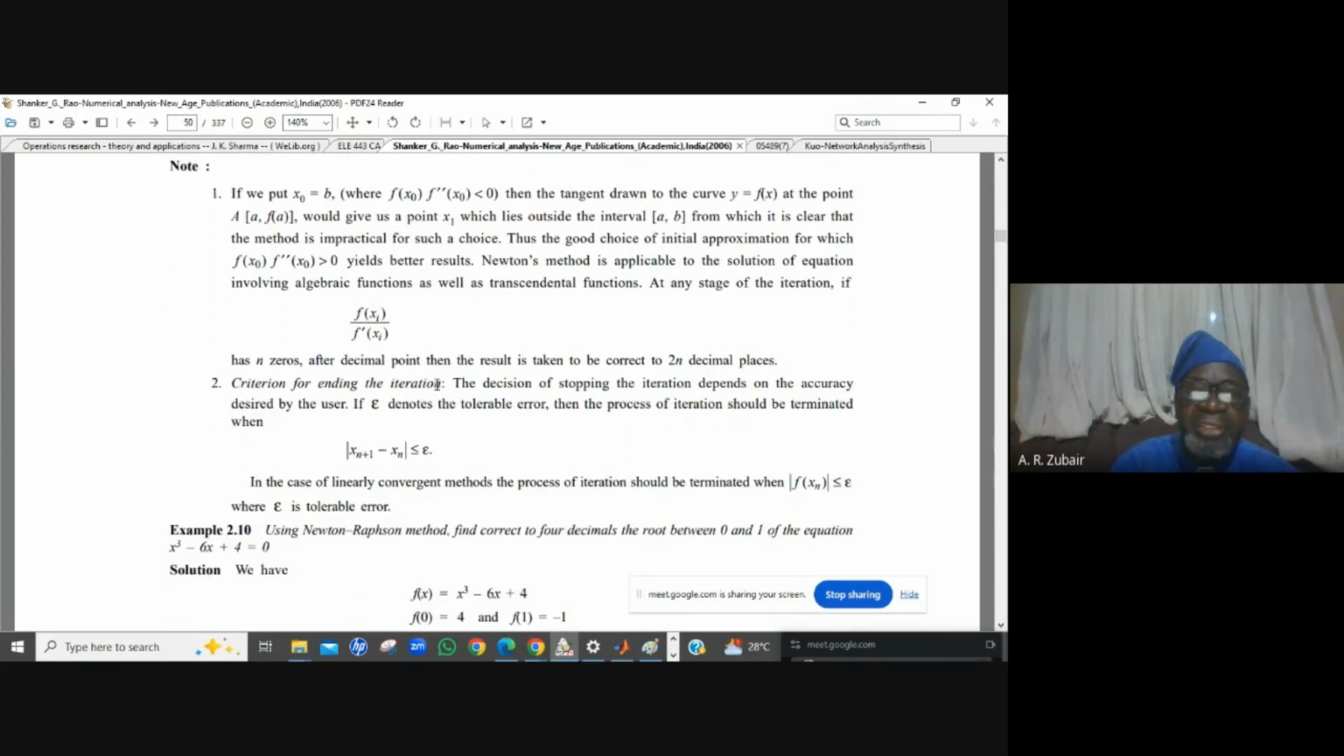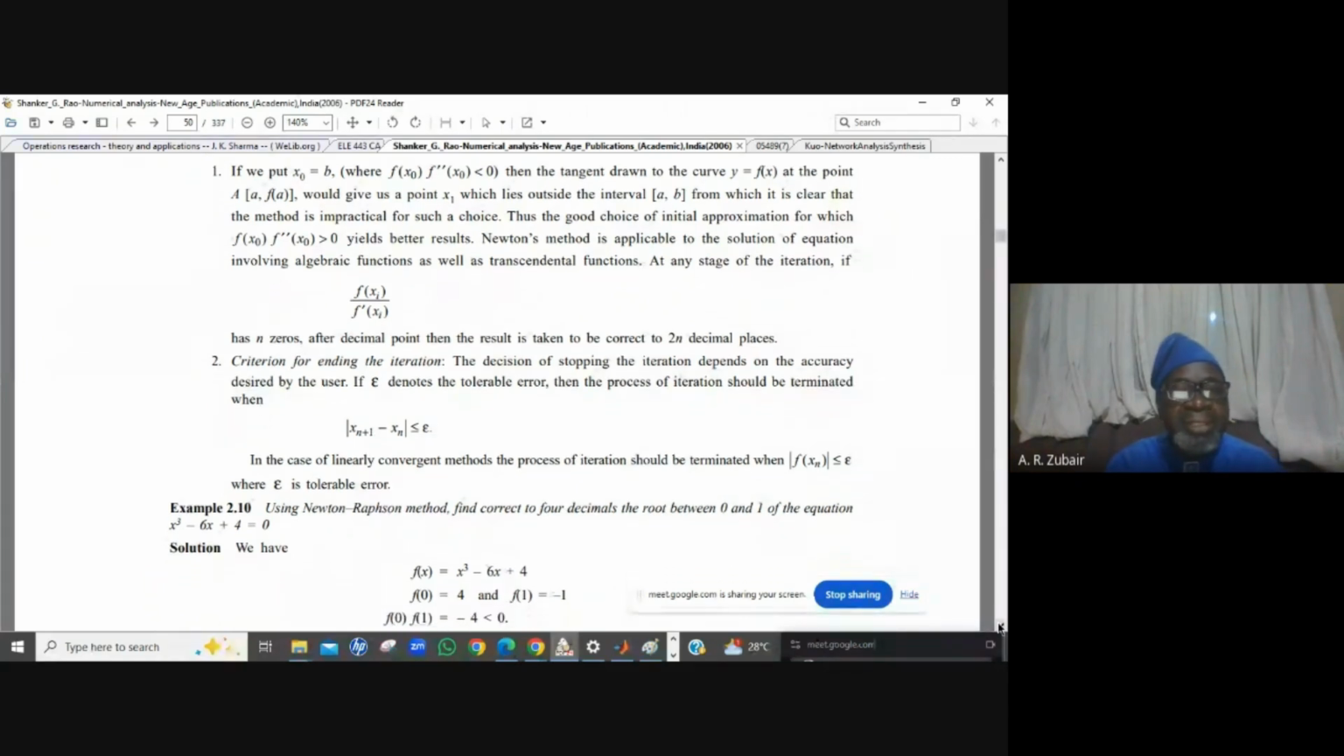Criterion for ending the iteration. The decision of stopping the iteration depends on the accuracy desired by the user. If epsilon denotes the tolerable error, then the process of iteration should be terminated when the absolute value of Xn plus 1 minus Xn is less than or equal to epsilon. Xn is the previous result, the result of the previous iteration. Xn plus 1 is the result of the current iteration. So if the difference is less than this, then you can stop.